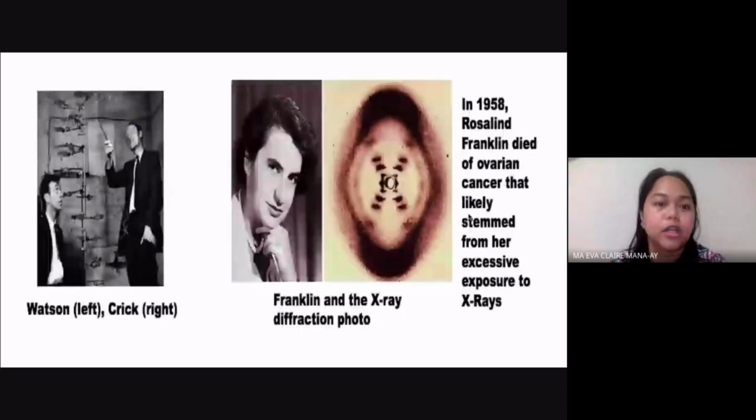Let's take a look at the pictures here. Again, these are Watson and Crick, and they have given us the DNA structure of your cell, the double helix structure of your DNA.